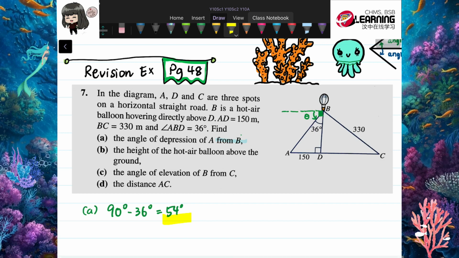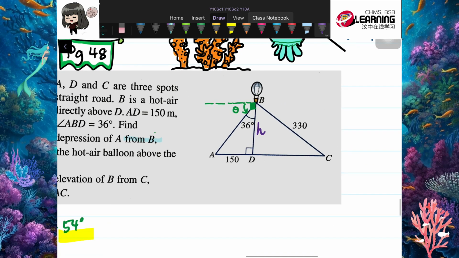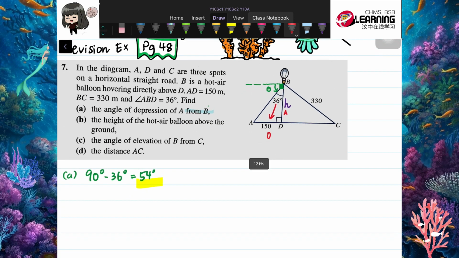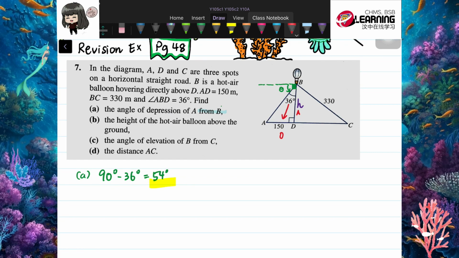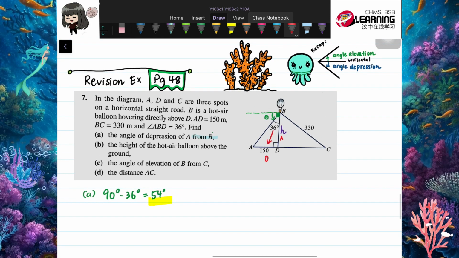Okay, part B, the height of the hot air balloon above the ground. Okay, height. This is the height, H. See what do they give you like? They give you a 36 here. You know this is 36. This is 150. This is your opposite. And your H is your adjacent. So you use tan, SOH CAH TOA. Okay, so you use SOH CAH TOA.